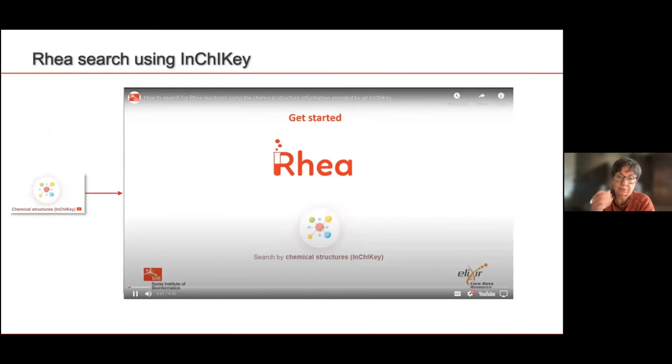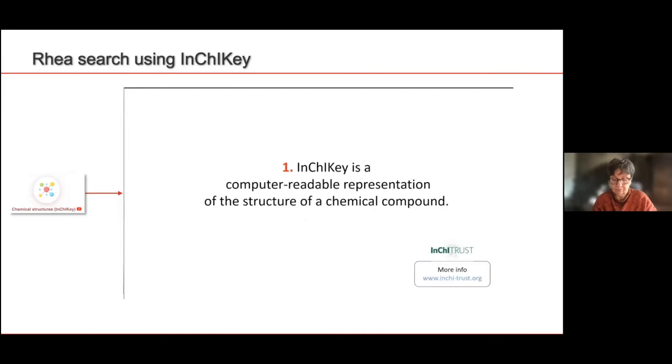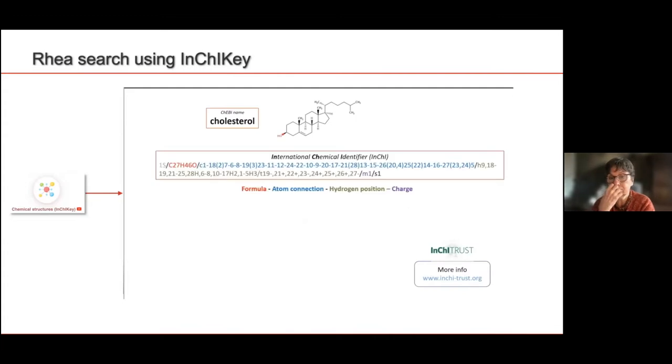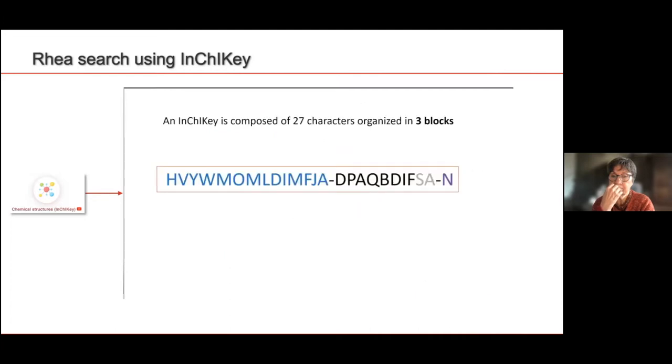Welcome to this tutorial, where we will learn how to search for Rhea reactions using the chemical structure information encoded by an InChIKey. An InChIKey is a computer-readable representation of the structure of a chemical compound. It is derived from the International Chemical Identifier, or InChI standard, a textual representation that describes a molecule in terms of different layers of information: formula, atom connection, hydrogen position, and charge. The condensed InChIKey is a hashed version of the full InChI, designed for easy web and database searches of chemical compounds. An InChIKey is composed of 27 characters organized in three blocks.